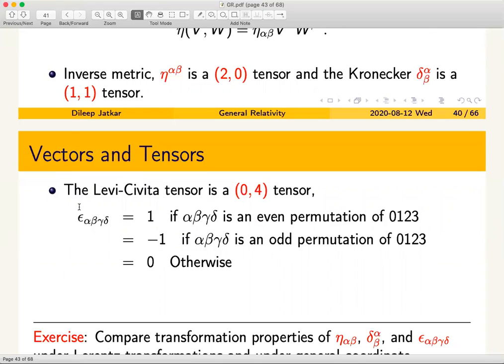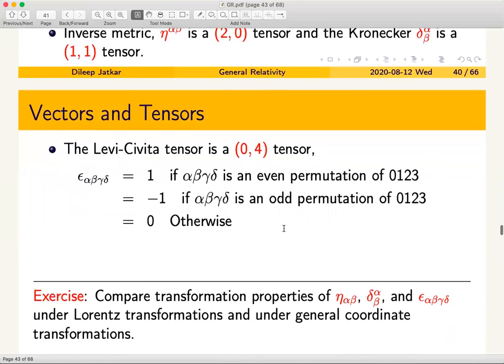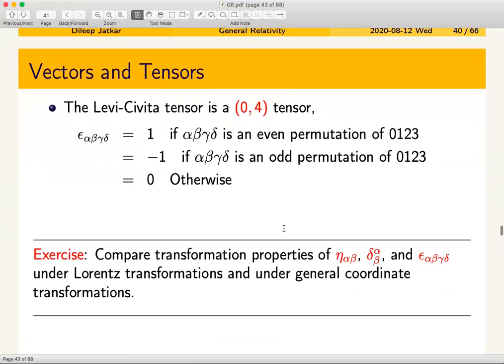Okay. The non-zero values that it would carry would be when alpha beta gamma delta would be 0, 1, 2, 3, obviously, but also any even permutation of 0, 1, 2, 3. If it is an odd permutation, then it would have a value of -1. Okay, so this is a kind of useful tensor when one works in 4 dimensions.